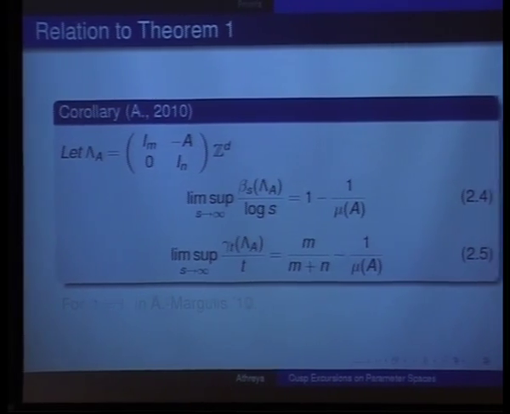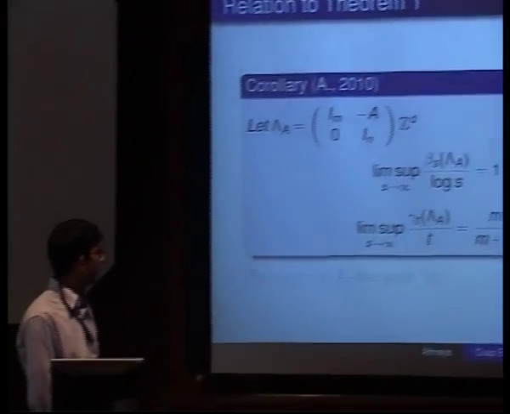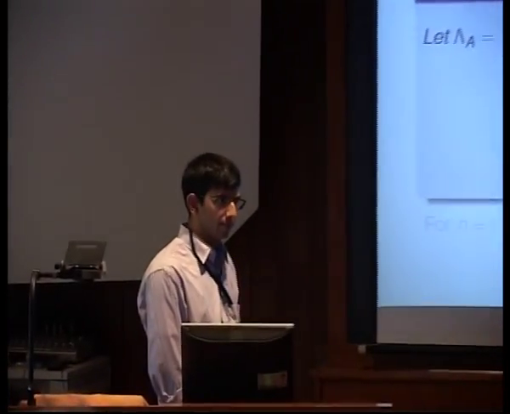Generically, the Diophantine exponent of a matrix will be m plus n over m. This is the Khinchin theorem. But you can have exceptional behavior, any kind of exceptional behavior you want, bigger than that.